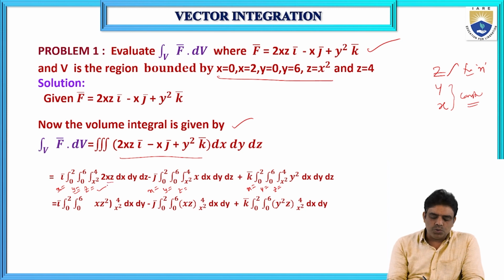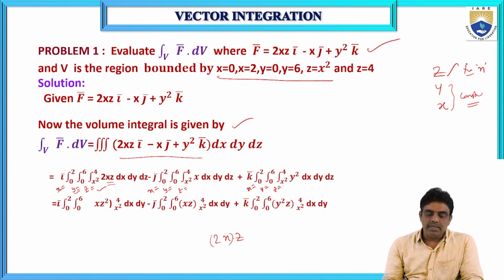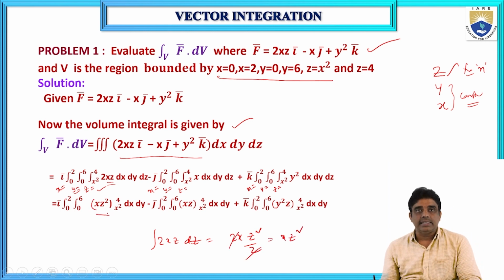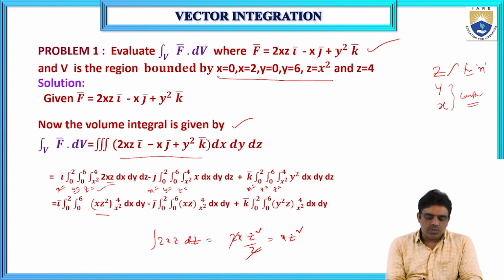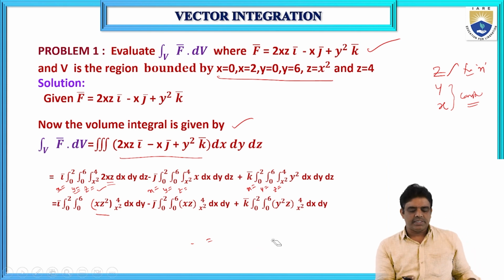On integrating 2xz with respect to z, 2x is constant, so we get 2x into z square by 2. The 2 gets cancelled, and the value is x z square, with limits x square to 4. So the z integration is over, and the remaining is dx dy. That is the first term.